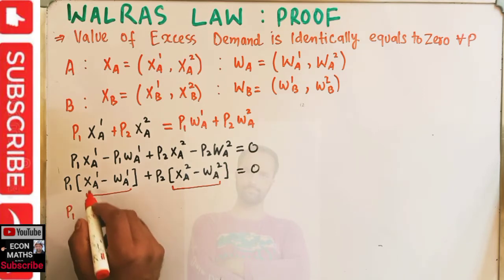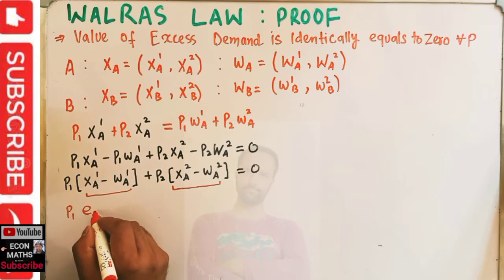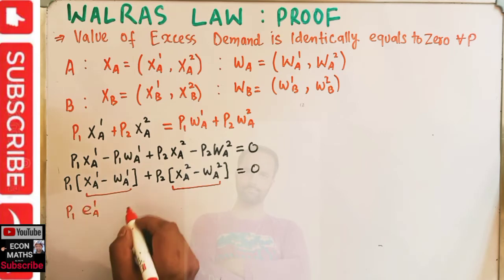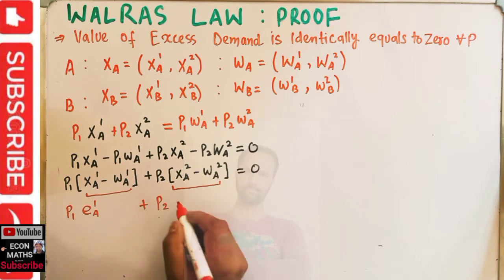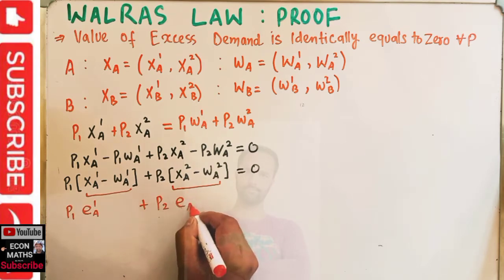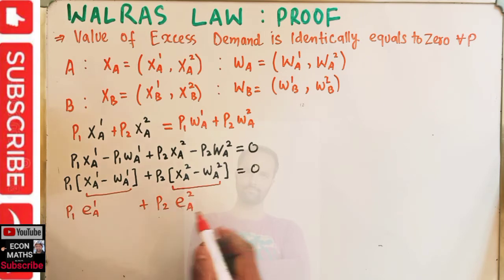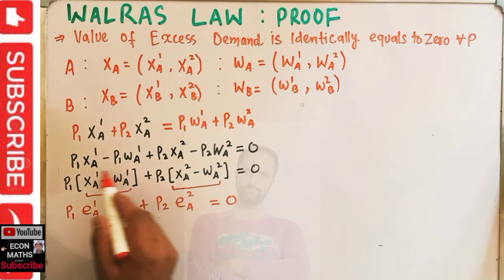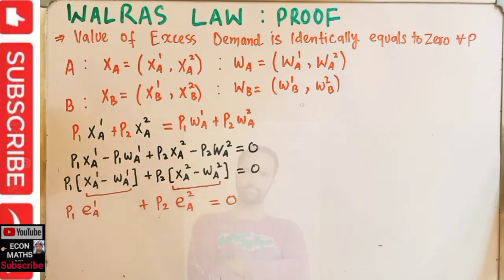P1, in this place I will write E, okay, EA1, that means an excess demand of good 1 by person A, plus we have P2, and here I can write EA2, that means excess demand of good 2 by person A, it should be equal to 0. Okay, so these denote our excess demands for good 1, this denotes the excess demand for good 2.